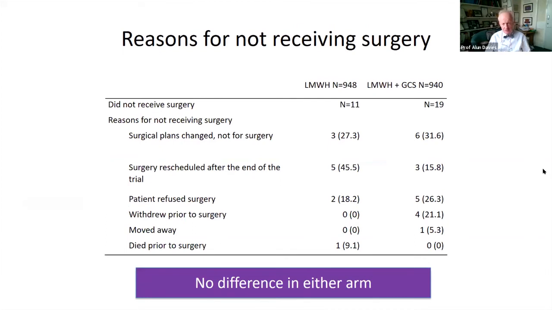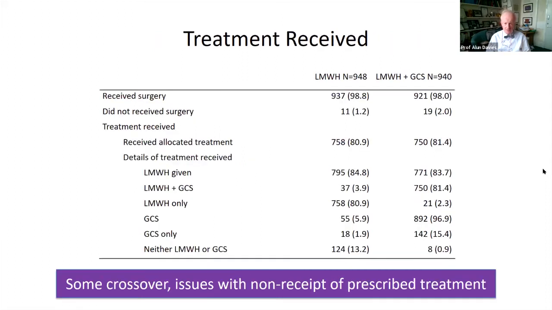There were some reasons that people fell out because they did not receive surgery, because of times of recruitment and the fact that there was a change in the plan, or patients decided not to have surgery, but this was equally balanced between both arms.